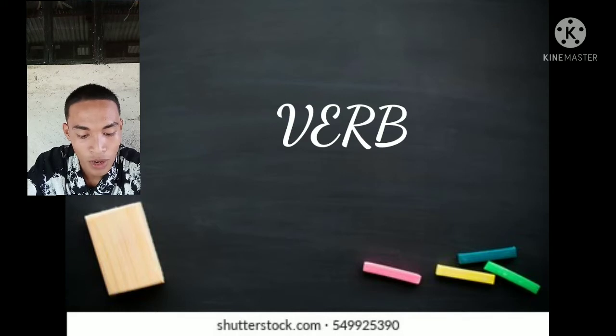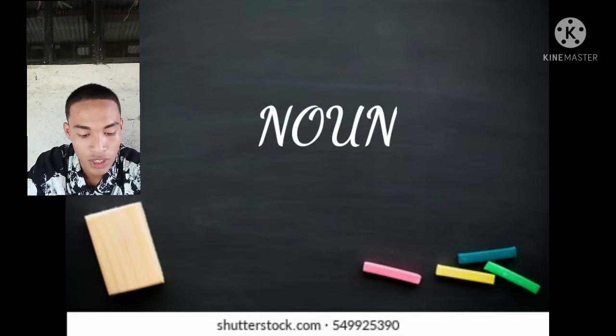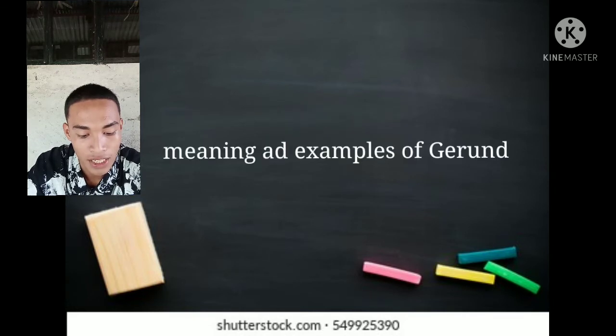As you may know, a verb is a word that refers to actions or a state of being, and a noun is a word that we use to refer to people, places, things, and ideas. A gerund is like a blend of verbs and nouns. It looks like a verb but it acts like a noun. For example, the word swimming is an example of a gerund.